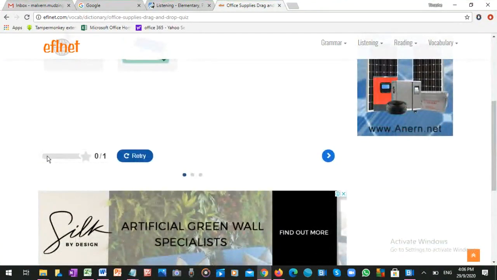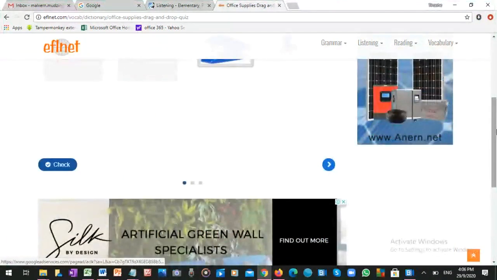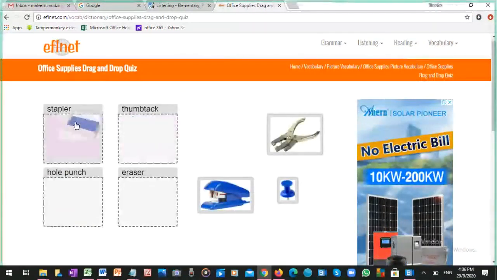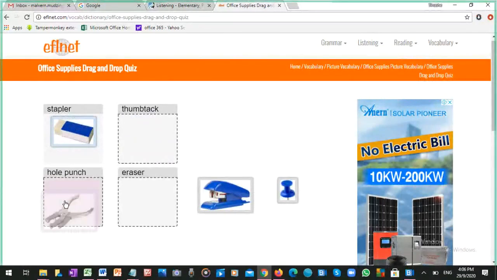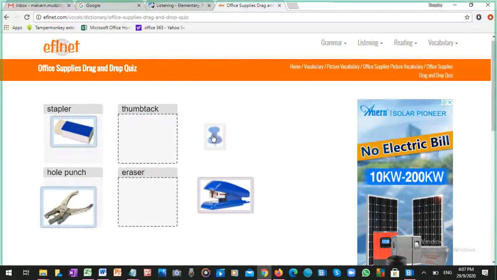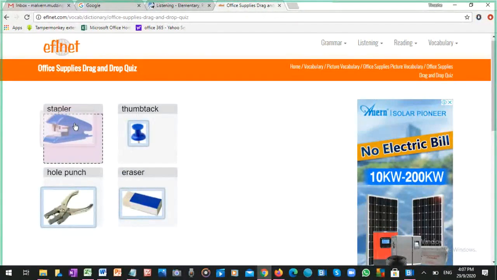All right, let's see if we got everything correct. And let's retry. First one is an eraser. Then this is a hole punch. Then this is a thumbtack. And this is a stapler. Stapler. Well done.